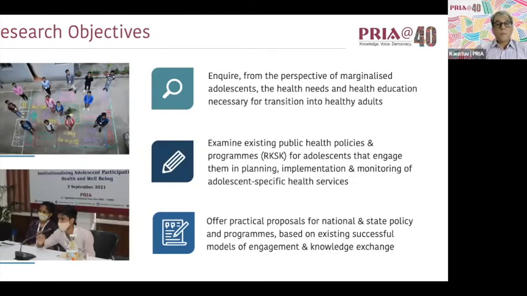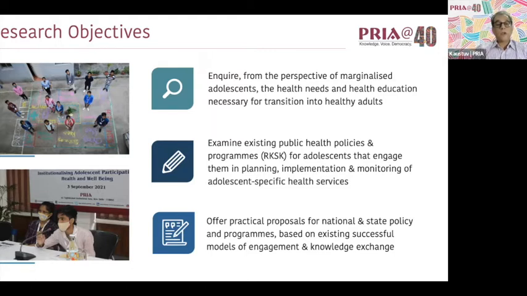The primary objectives of this particular research included, one, from the perspective of the marginalized adolescents, to inquire about the health needs and health education necessary for transition into healthy adults. The second was to examine how far the adolescents were engaged in planning, implementation, and monitoring of the adolescent-specific public health policies and programs, particularly a program called RKSK, Rashtriya Kishore Swasthya Karyakram in Hindi, an initiative of the Government of India.